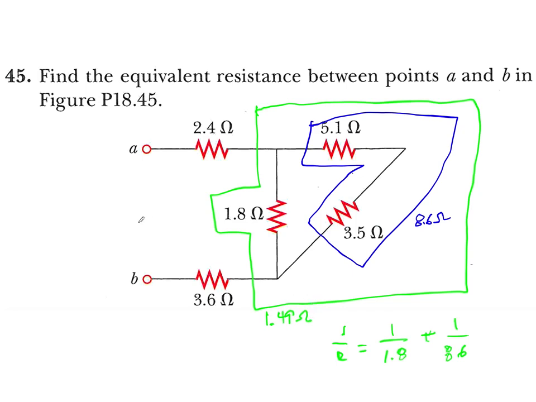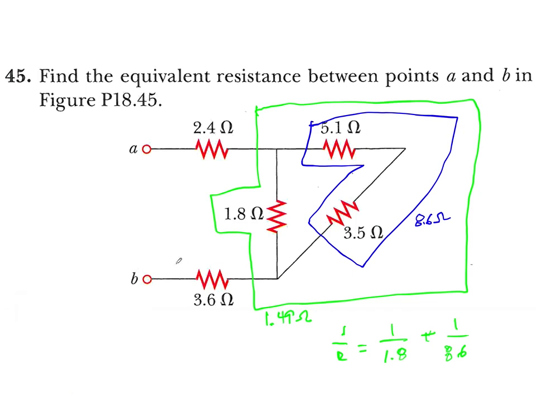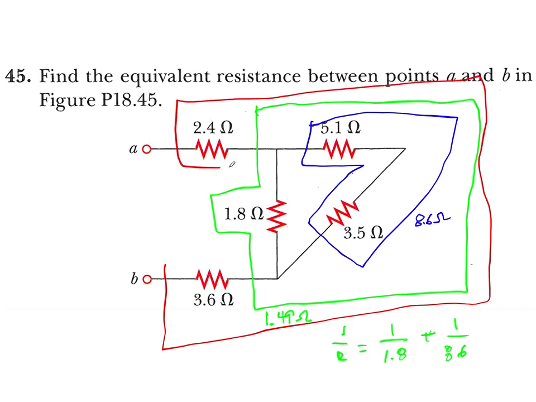And now we've actually solved it. Why? All of those resistors that I've got enclosed already is just equal to 1.49. So now I just have this in series with this whole thing, in series with this whole thing. So what's the total resistance of this circuit? It's just going to be 2.4 plus 3.6 plus 1.49. I guess you could round that to 1.5.